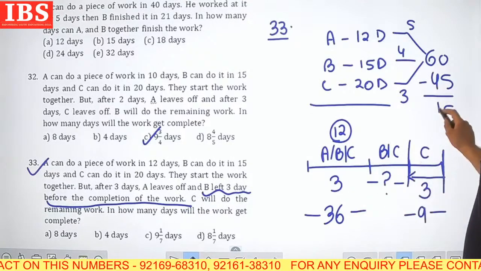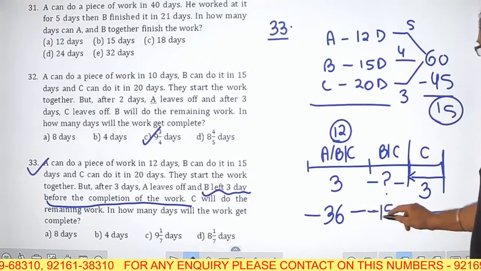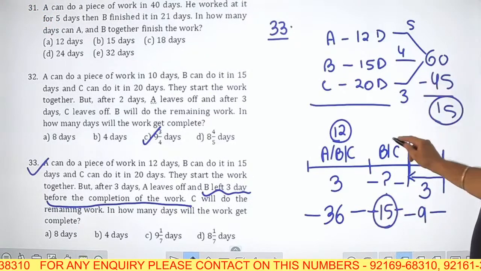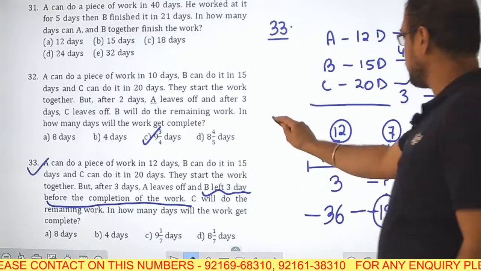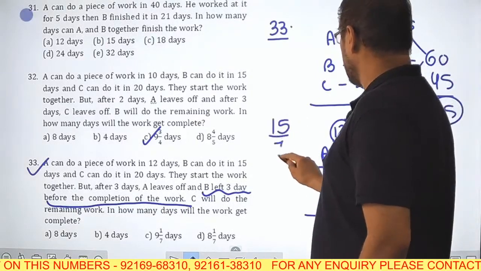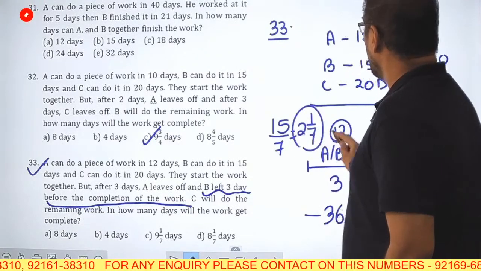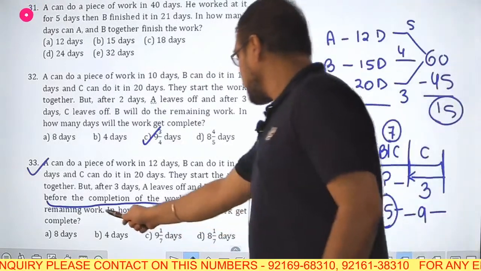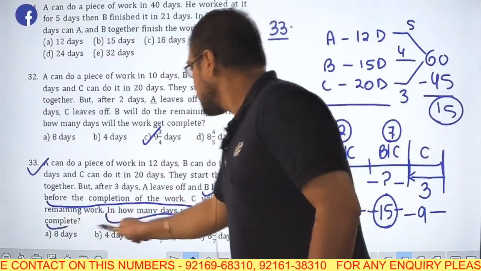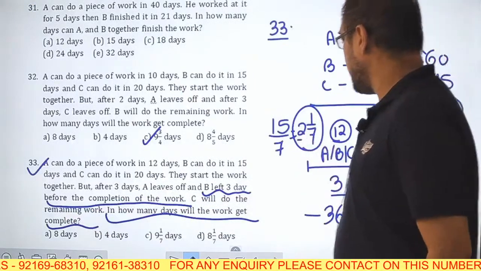So 45 work is done by these two parts. So work remaining is 15. 15 done by 4 plus 3, that is 7. So this is their efficiency, this is the work. So time will be 15 by 7. That means 2 1 by 7. So in how many days will the work get complete? So this is 3 plus 3, 6, 6 plus 2, 8, and this is 8 1 by 7.